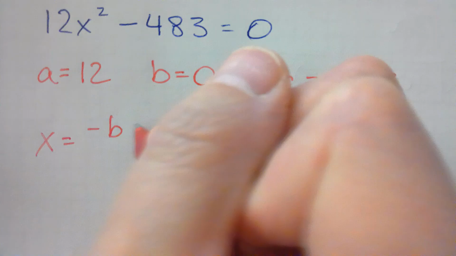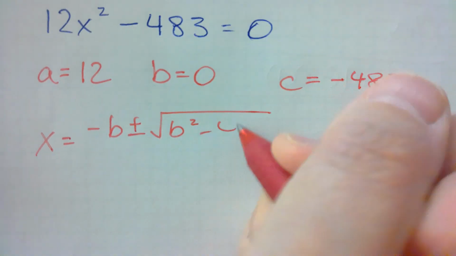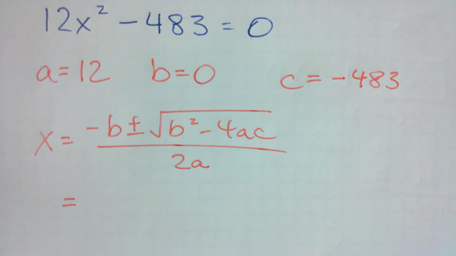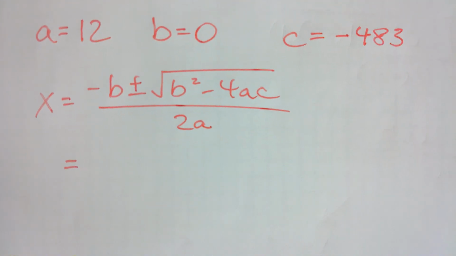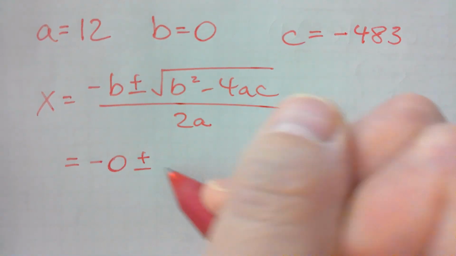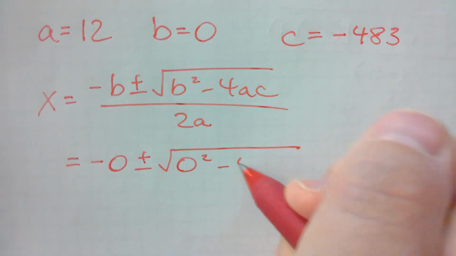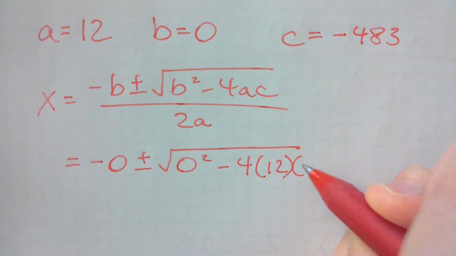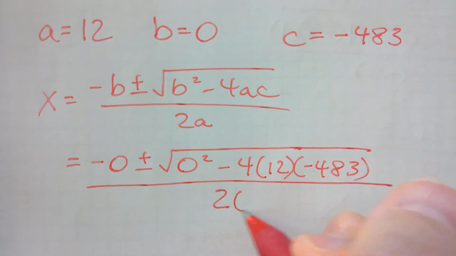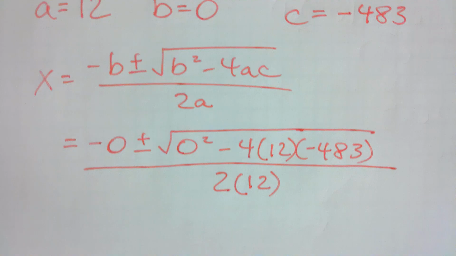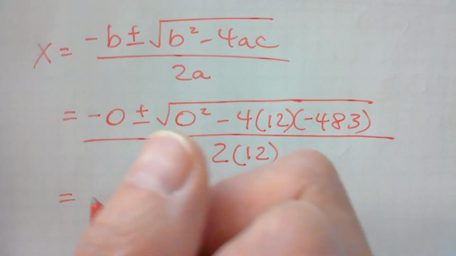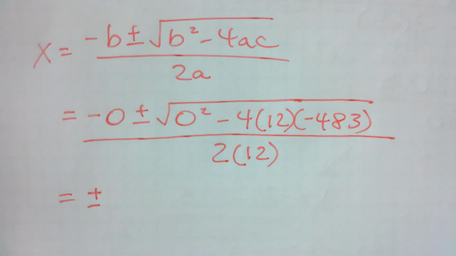X equals negative B plus or minus root B squared minus 4AC all over 2A. So even though I've taught this course a gazillion times and I can memorize that formula, I still write it out because it helps me minimize the chance of a mistake. So negative 0 plus or minus 0 squared minus 4AC, all over 2 times A. Negative 0 is just 0. I still have the plus and minus on the outside, so don't forget that.